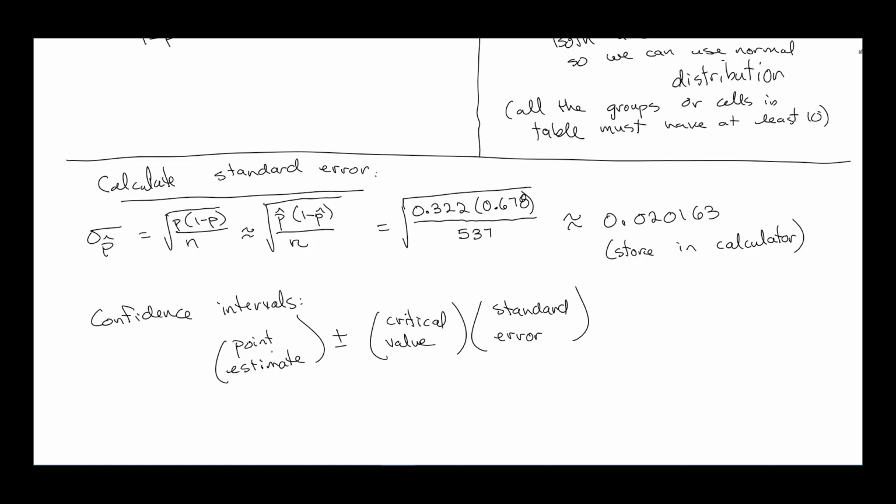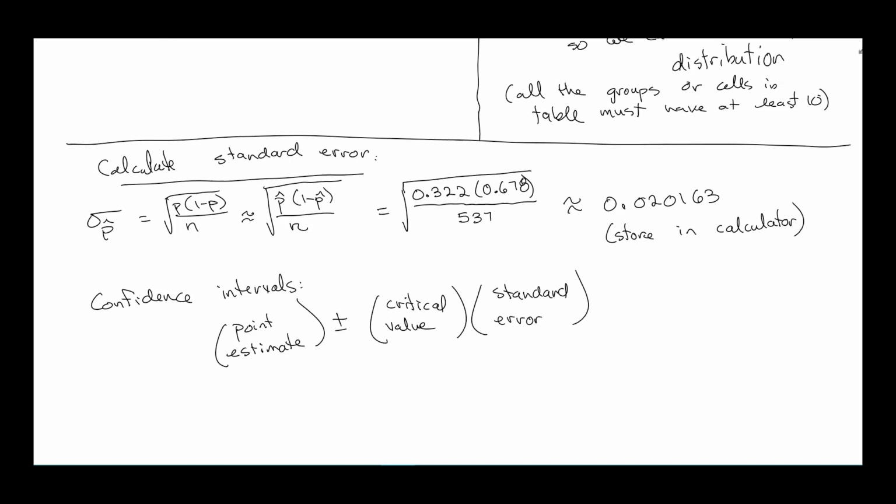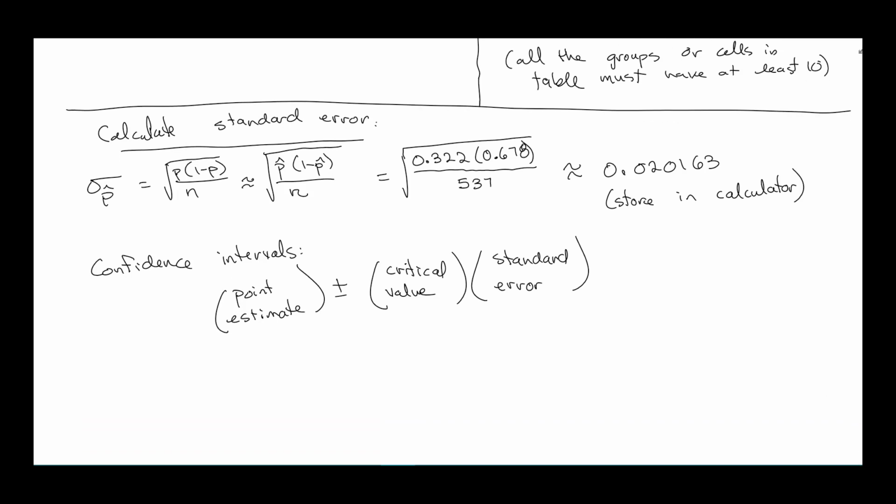So what do we got? We already know our point estimate. That's our sample proportion. The critical value is going to depend on which confidence level we're doing. The standard error we just found, right? So basically we need to construct each of our confidence intervals. To do each of them, all we need to do is find the critical value, and then we can plug into this general format.